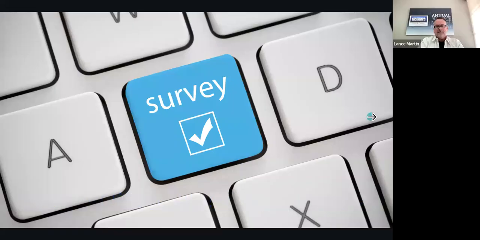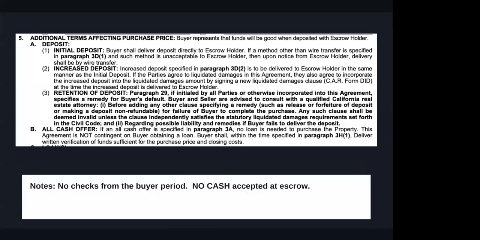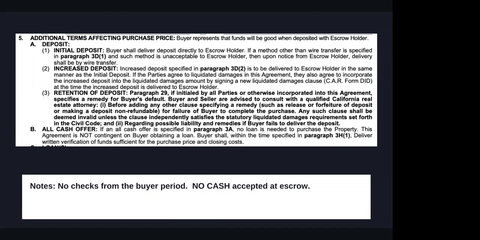Yeah, Lance, what is that increased deposit? I never use it. I mean, I just put my initial deposit as my earnest money, and then what's left out of it. Most of my buyers have been FHA, or I had like two cash buyers, so I never even use that. So I don't even know what an increased deposit is.